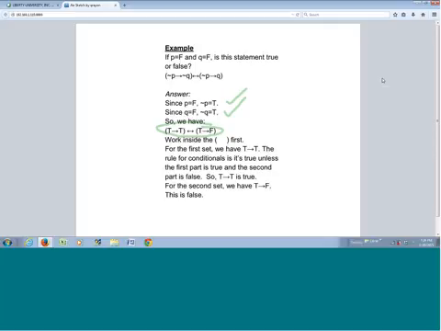And just like with the last problem, we need to do what's inside the parentheses first. So I work inside the first set of parentheses. I have true, arrow, true. And I have to remember my rule for conditionals. My rule for conditionals is that it's true unless I have this situation. This is the only false situation for conditionals. Everything else is true.